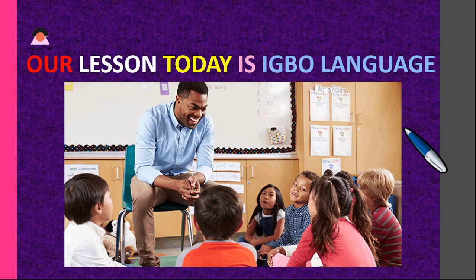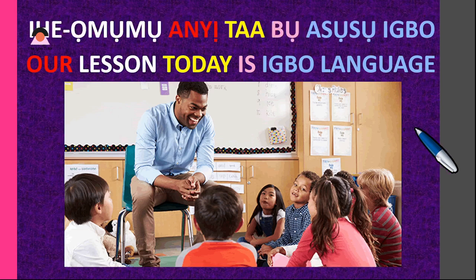Our lesson today is Igbo language. And what is that in Igbo? It's ihe ọmụmụ anyị taa bụ asụsụ Igbo. Ihe ọmụmụ. Of course, you can see from the color that ihe ọmụmụ is lesson. And here, of course, you see from the color is R. Ihe ọmụmụ anyị taa is asụsụ Igbo. Our lesson today is Igbo language.